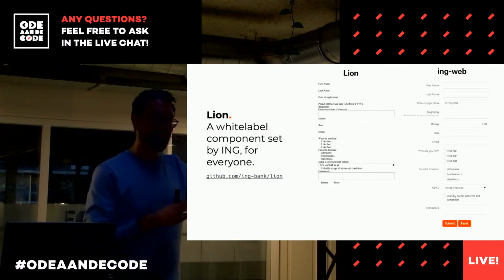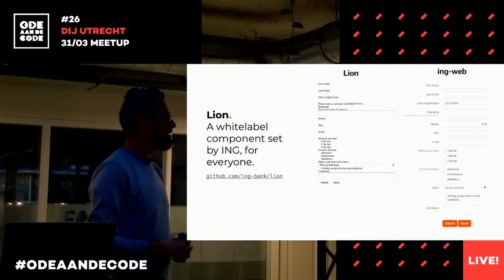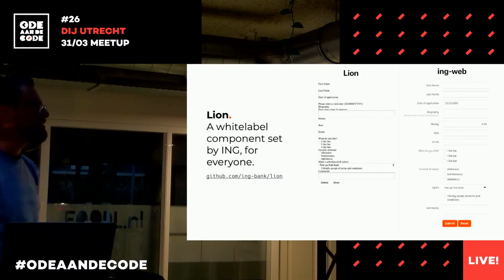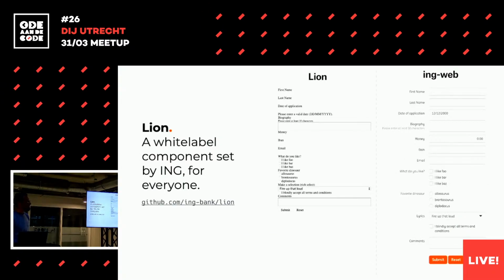It's basically a set of HTML elements, lit components. You can inherit them, override the styles, and you're good to go. So that's a very cool library. On the right, you can see what ING does with it. Lion is open source. That's basically the bulk of the functionality. And on the right, they just apply their own style sheet, and that's it.